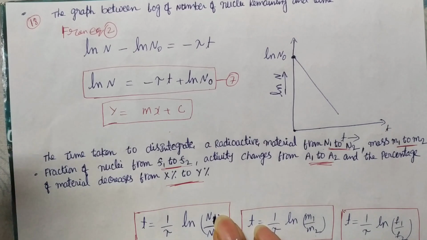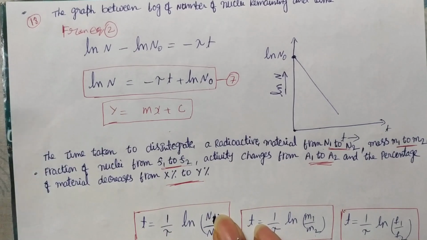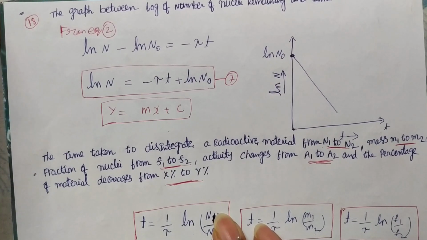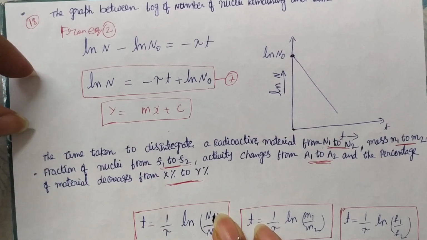Now we'll see about a graph. We discussed graphs between the number of nuclei remaining and time, and the number of nuclei disintegrated and time. Those are exponential curves, two curves.